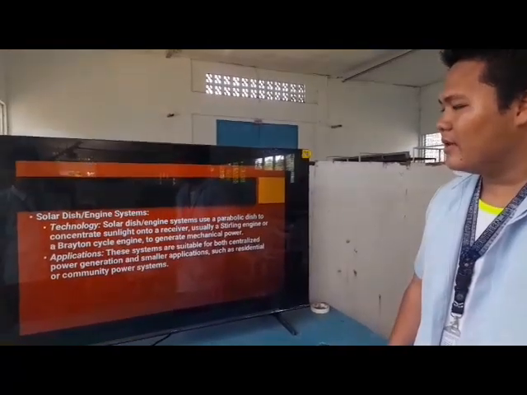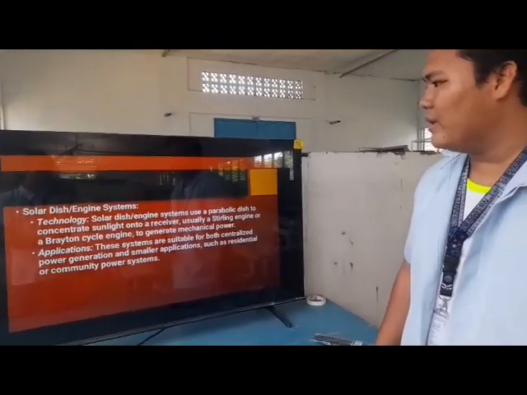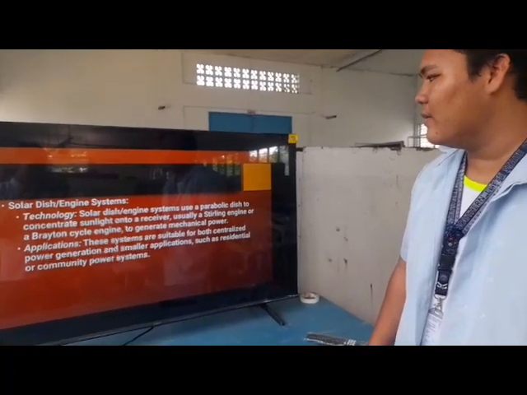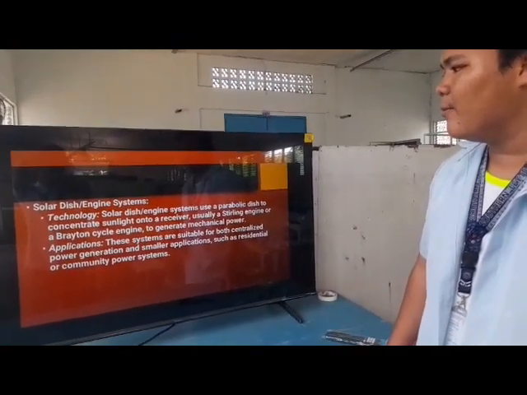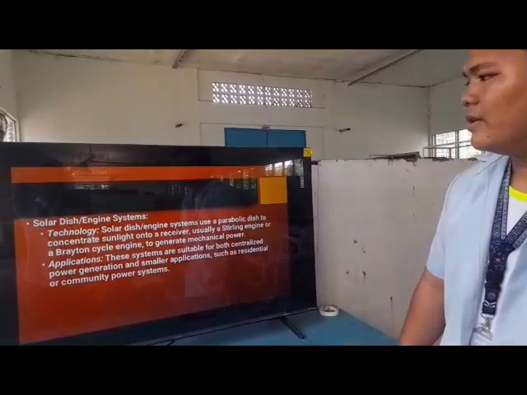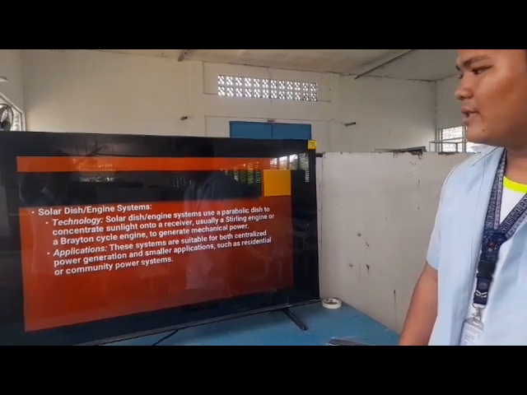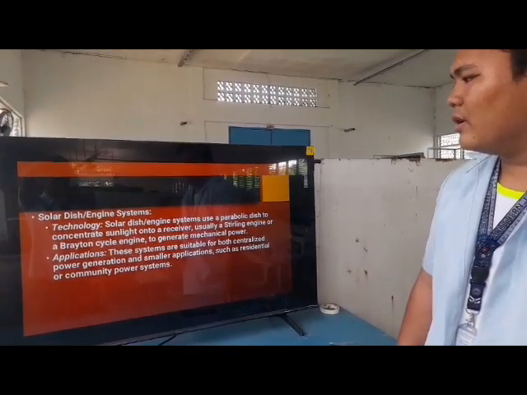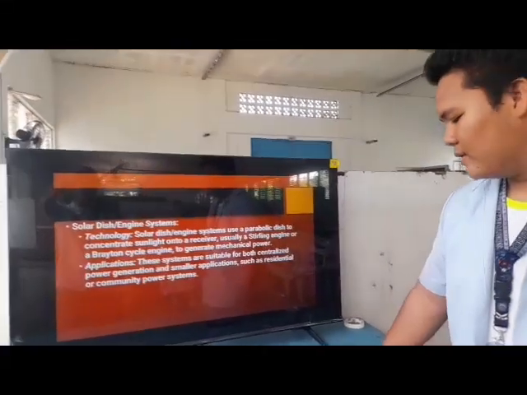Solar dish engine systems. Technology: solar dish engine systems use a parabolic dish to concentrate sunlight on the receiver, usually a Stirling engine or a Brayton cycle engine, to generate mechanical power. Applications: these systems are suitable for both centralized power generation and smaller applications such as residential or community power systems.